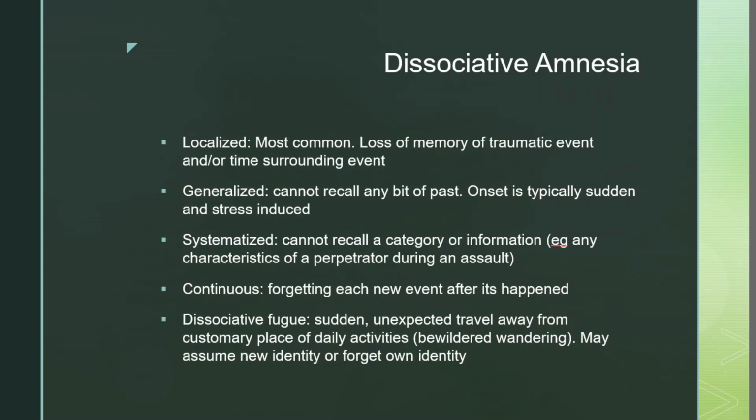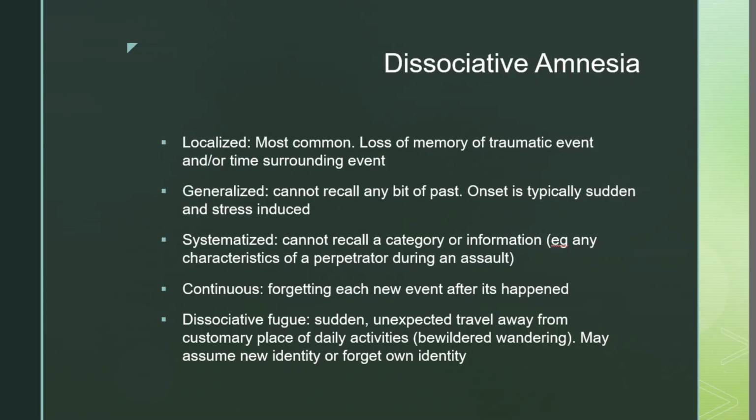Okay, so on to dissociative amnesia, and you can more or less guess it based on its name. This is where we have a dissociation and then some type of amnesia, and it's broken down into a few different areas of amnesia. So we could have localized amnesia, which is kind of the most common, and this is loss of memory of a traumatic event and/or the time surrounding the event.